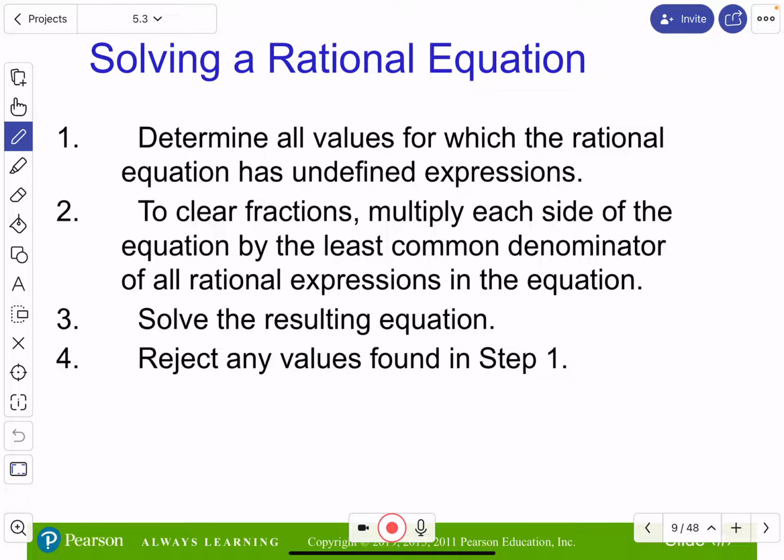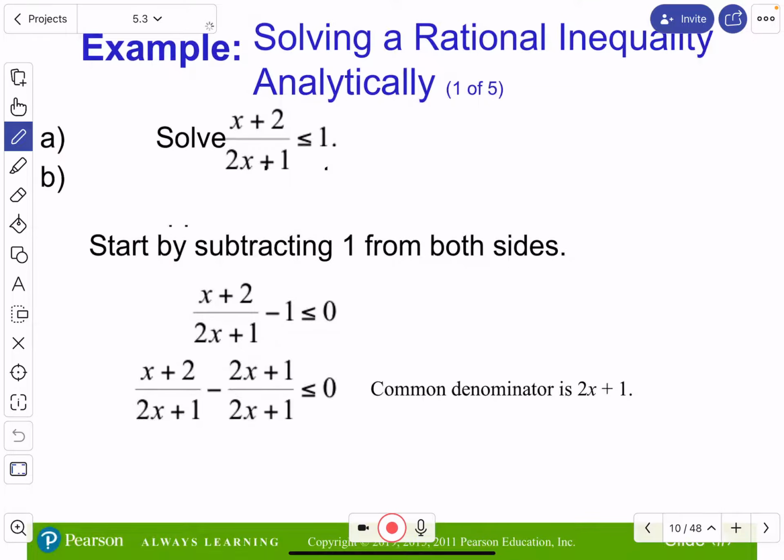So solving rational equations: you want to figure out where it's undefined. Then clear your fractions by getting your common denominator, or making everything the same so you can ignore them. Solve it, and then reject anything that made it undefined. So that's what we just did. So let's try an inequality. We're going to do the same thing.